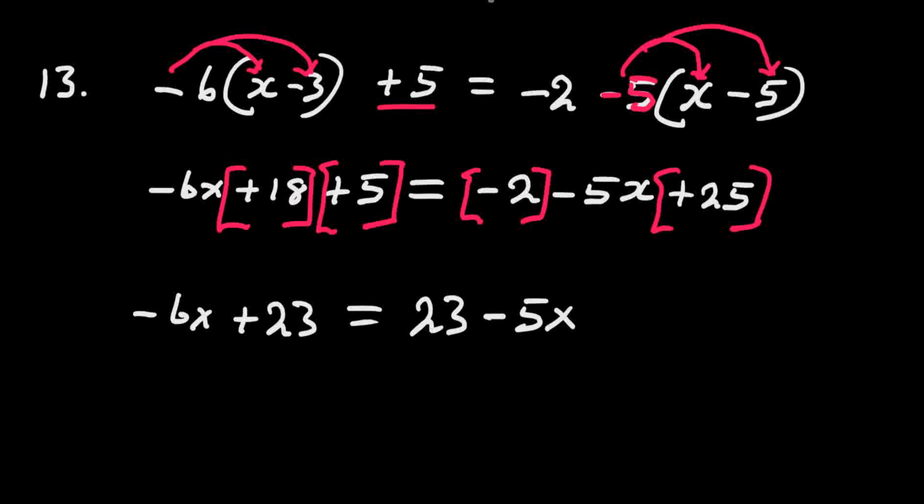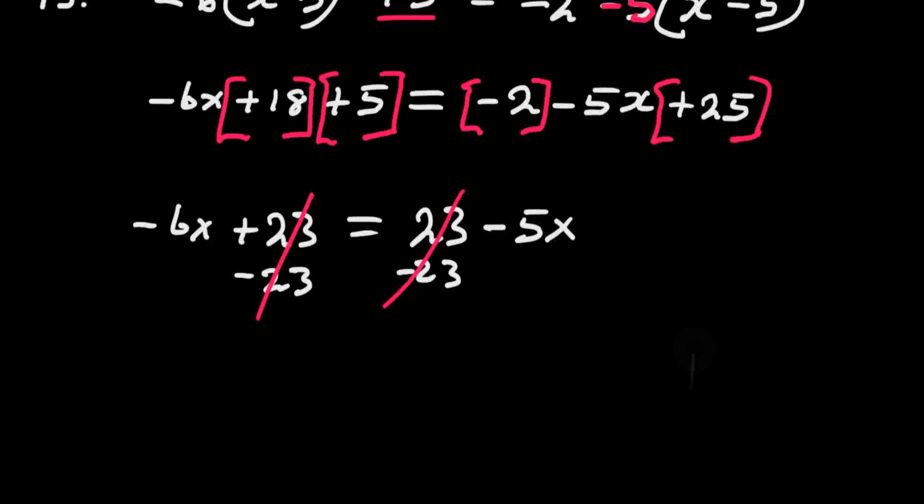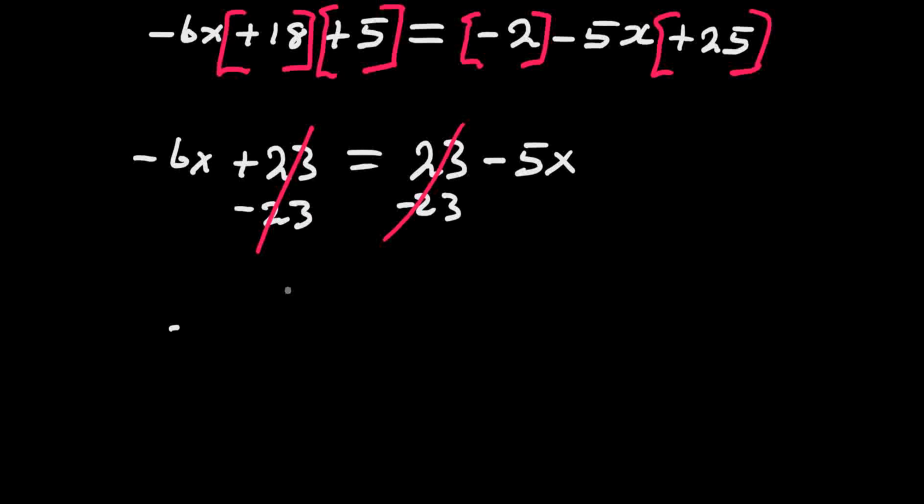So now we can subtract 23 from both sides. So negative 23, negative 23. So plus 23 minus 23 is 0. You can strike it off. The same for this. So we now have negative 6x equals negative 5x.